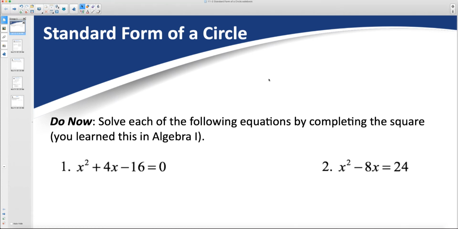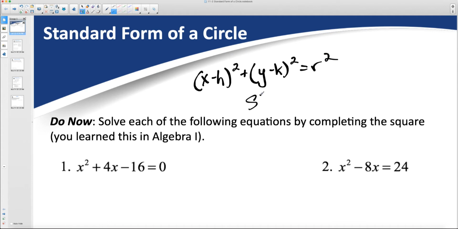For our second lesson, we are going to continue with equations of circles, but this time we're going to look at equations that are not what we consider to be in standard form. What I mean by standard form is what we looked at the other day, where it was x minus h squared plus y minus k squared equals r squared. That's what we consider to be standard form. So today we'll look at ones that are not in that form, and we have to get them to be in that form. The way to do that is by using a skill that you learned last year in Algebra 1, which was completing the square.